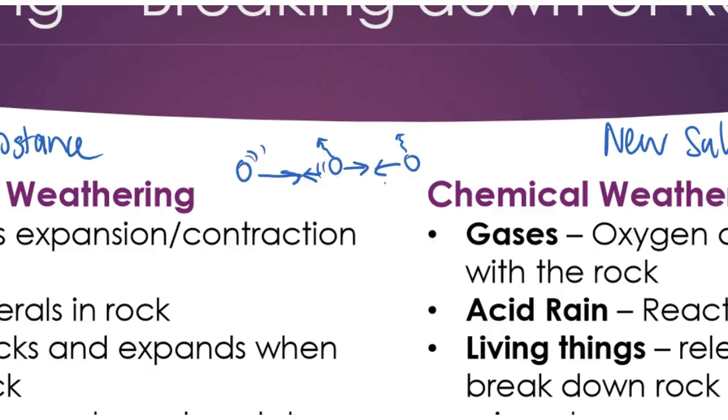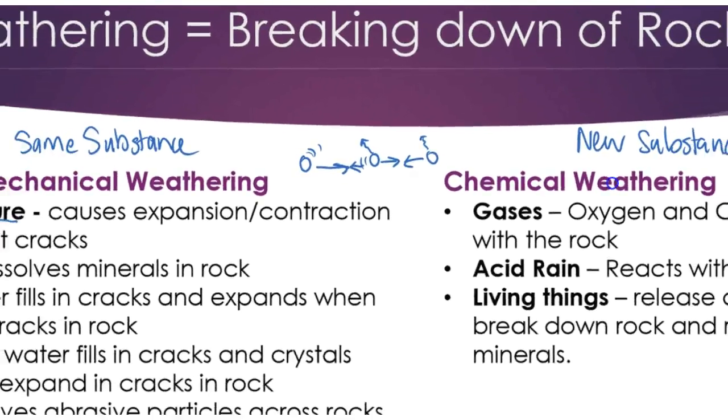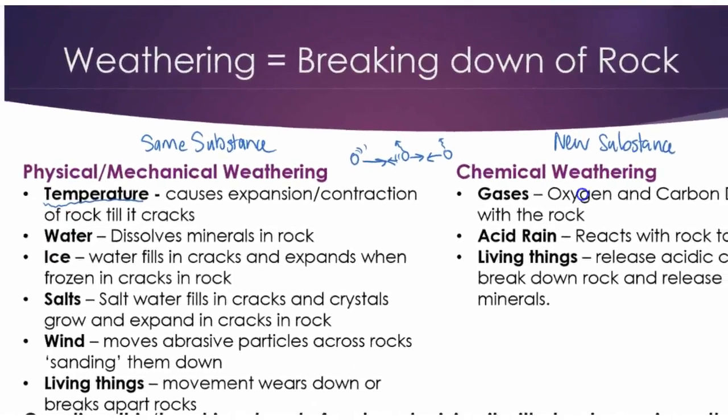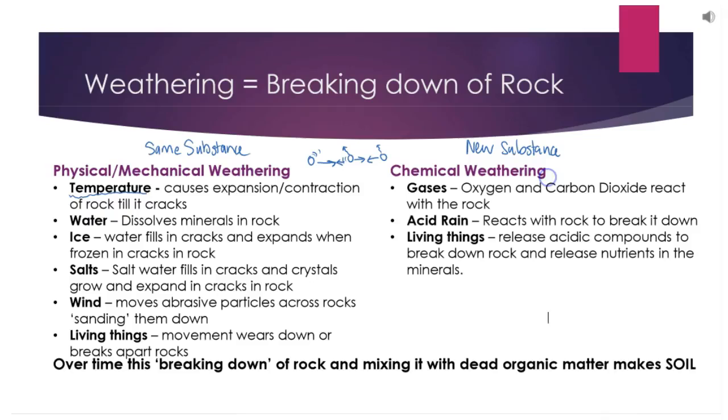Now this happens in every substance, okay? And it will either expand and contract and get bigger and smaller, or it'll try and expand and crack. Either way, it's going to cause some changes around it. And that temperature change really does affect our rocks. So let's have a look here. We've got temperature causing expansion and contraction. That can happen in the rocks themselves as they heat up and cool down.